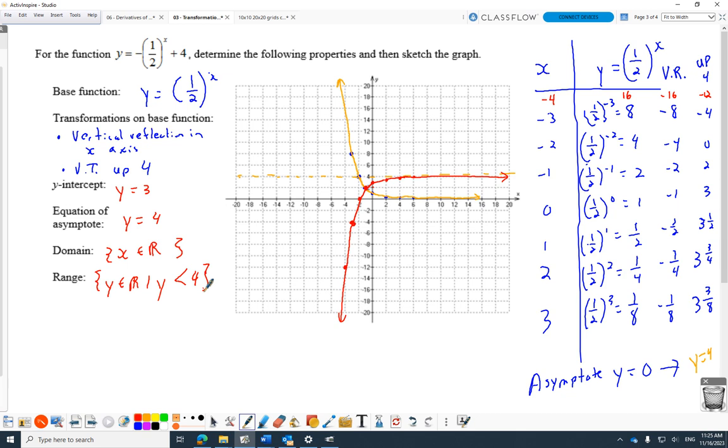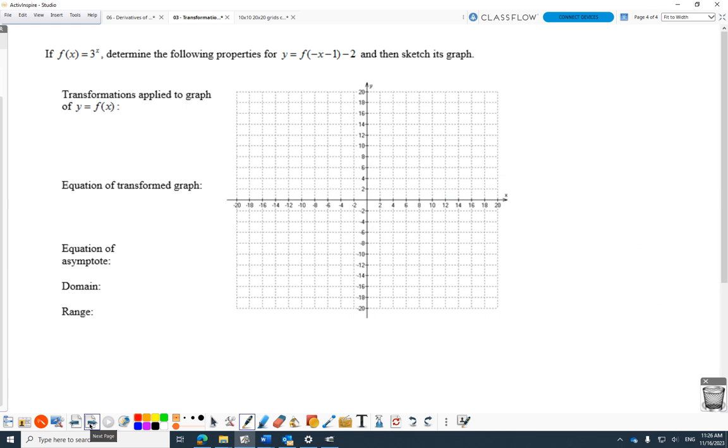More time? Oh, we're getting faster. Oh, these are easier. Way easier when the base function is 3 to the x. It makes a lot more sense once the base function is a whole number, not a fraction.